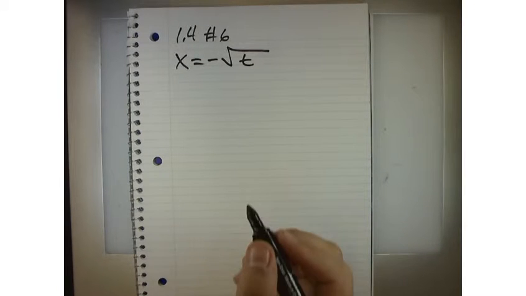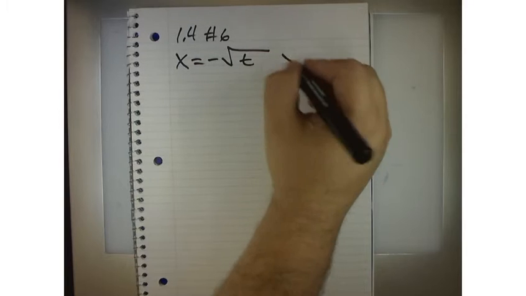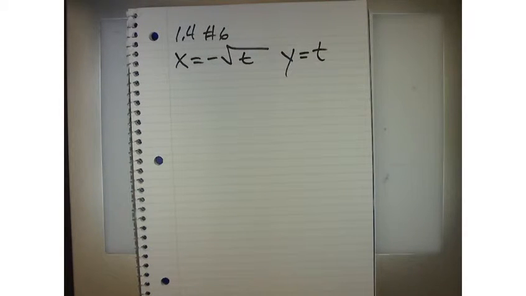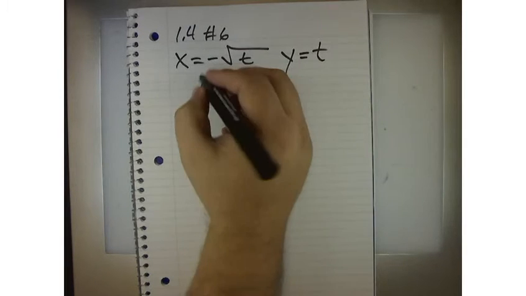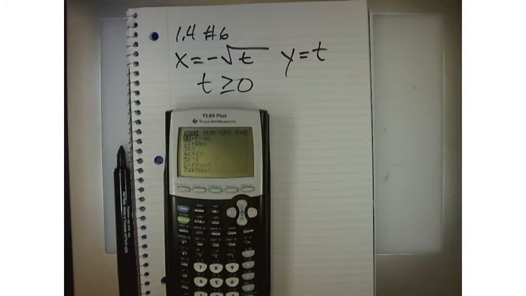So we've got x equals negative square root of t, and y equals t. We'll do it again on this one, you can just pay attention. Now, they tell us that they want t to be greater than or equal to 0. So first thing we want to do is plug it in our calculator and look at the graph.